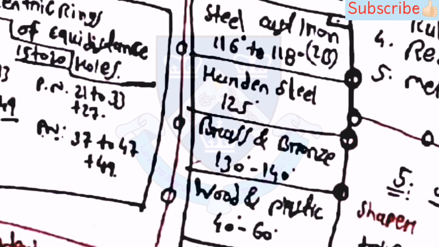Then the helix angle is the angle between the leading edge of the land and the axis of the drill bit. Maximum helix angle is equal to the rake angle of the drill bit. For steel and cast iron, 2 beta is 116 to 118 degrees. Then for hardened steel 125 degrees, for brass and bronze 130 to 140, and for wood and plastic 40 to 60.